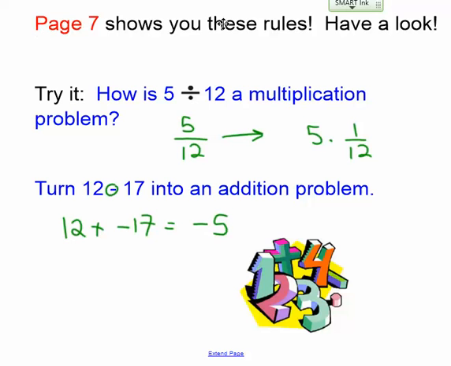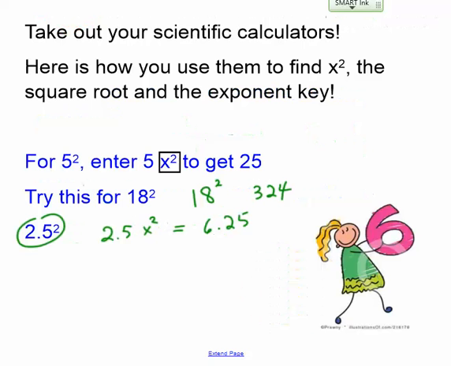Page 7 in your book shows you these rules. You also can get them from the Smartboard lesson though. So 5/12 is a division problem. It's also, if I took a candy bar and divided it into 12 equal parts, 5/12 is 5 groups of 1/12. 1/12 would be each one of those parts if I split it into 12 equal parts. So 5 divided by 12, 5/12 is the same thing as 5 times 1/12. And 12 minus 17 is the same thing as 12 plus a negative 17. They're both negative 5. Think about it with money and it makes sense.